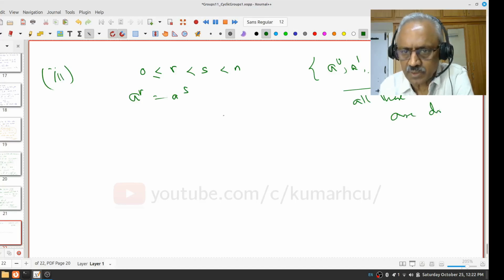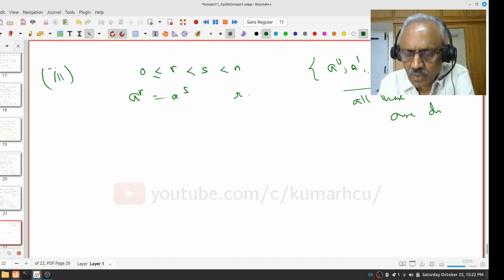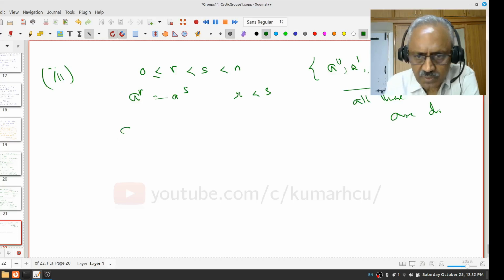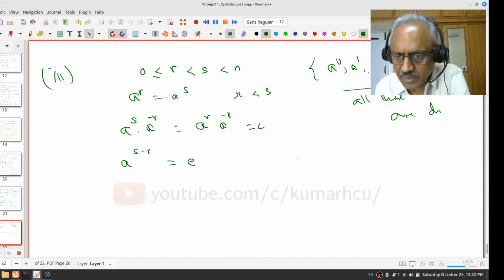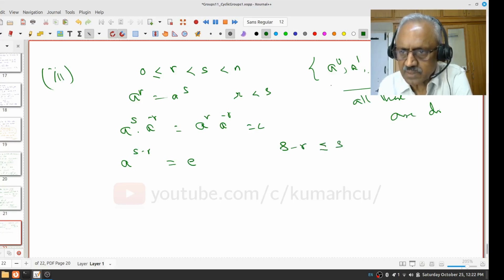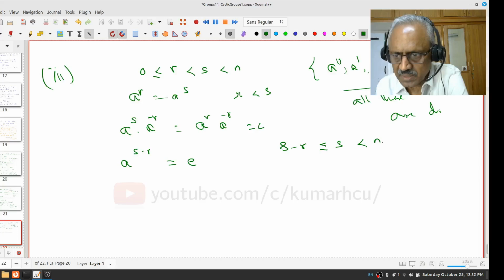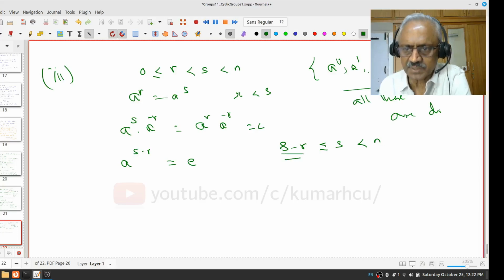Suppose it is not. Again, without loss of generality, let me assume r is less than s. Therefore, a to the power s into a to the power minus r is a to the power r into a to the power minus r, equal to identity. That means a to the power s minus r is identity. Correct? But s minus r is less than s, and r is again greater than or equal to 0, so I am reducing. But s is strictly less than n. Therefore, again I have a contradiction.